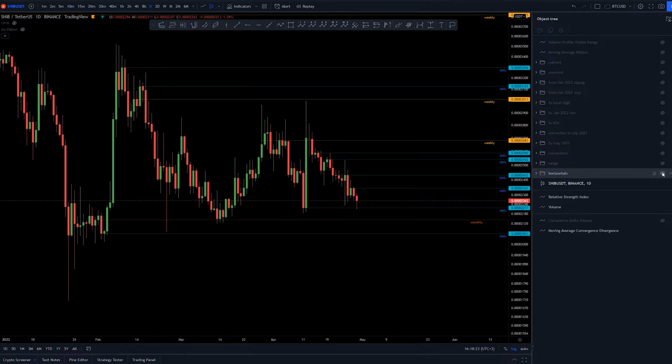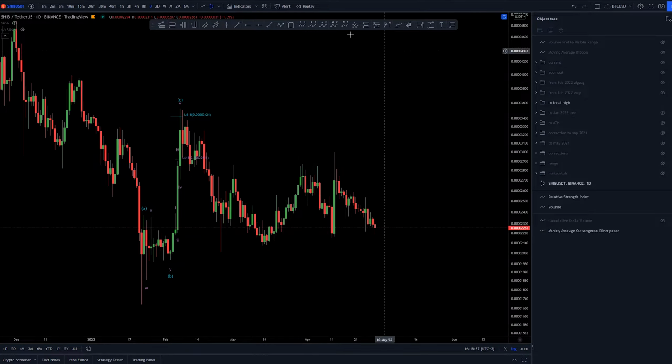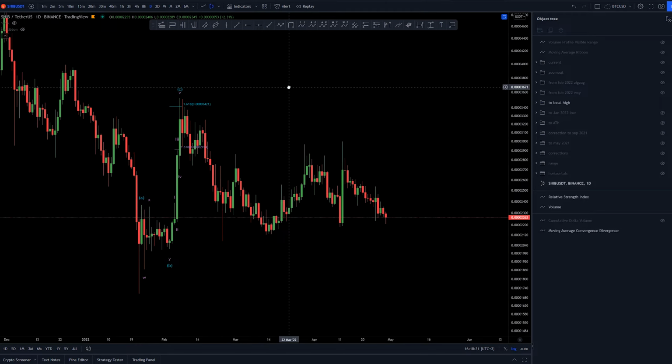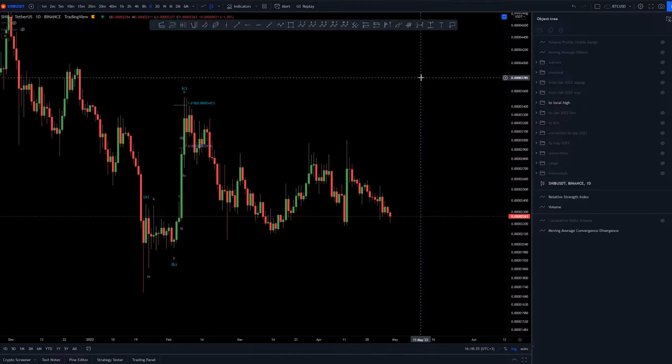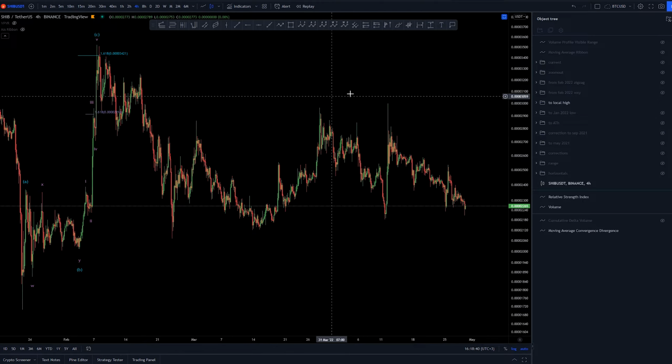Let's get into the Elliott Wave stuff for this one. So again, if you want to see the full count, check out the previous video. Today I'm going to be focusing on this smaller time price action here. 4 hours, let's zoom out a bit.